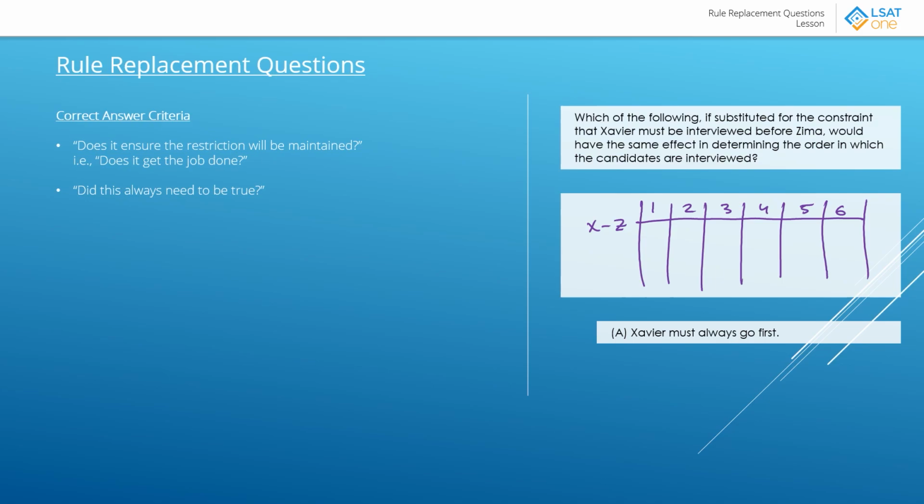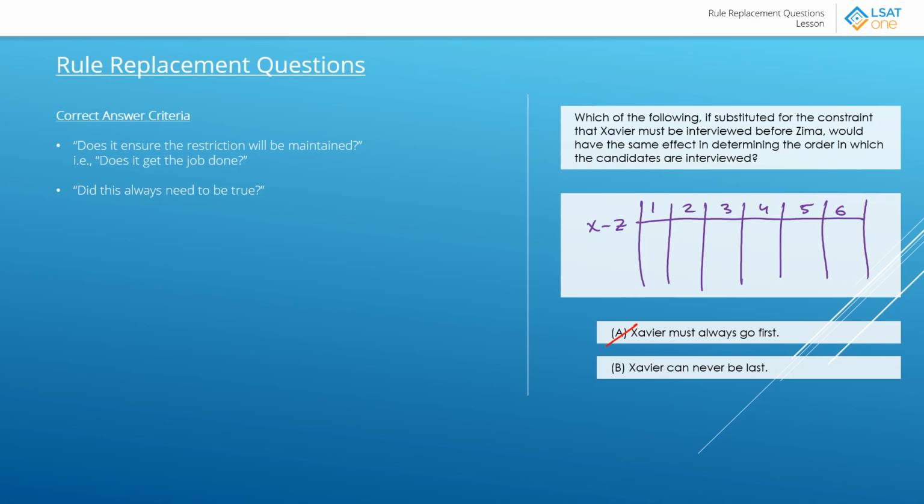Well, no, that wouldn't be enough, because chances are this answer choice would end up failing the second criterion, which is, did it always need to be true? And chances are in this game, X didn't always have to go first. Chances are X could have gone into some other positions as well, as long as it was before Z. So this answer choice would pass the first criterion by saying that X is always first. It would ensure that it's always going to go before Z, but it goes too far, because if X could have gone into some other position, then this wouldn't have the same impact. This answer choice goes much further than the original rule would have required.